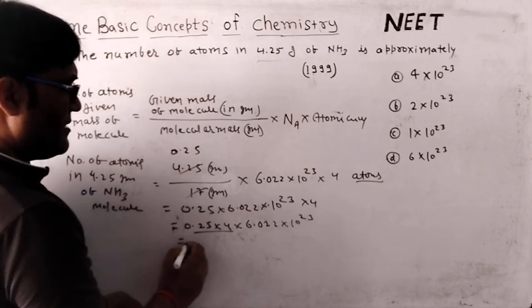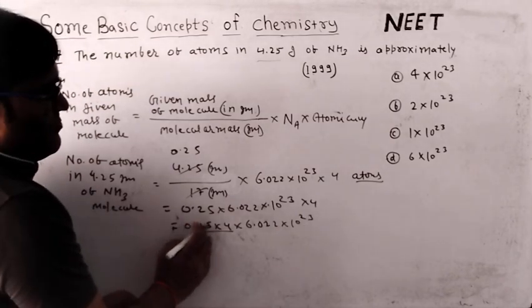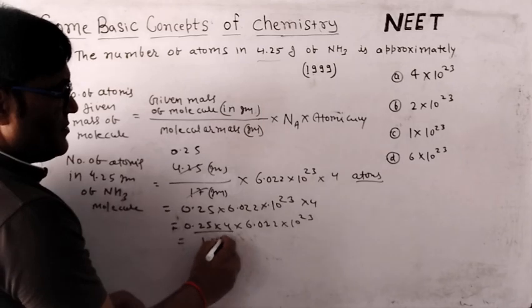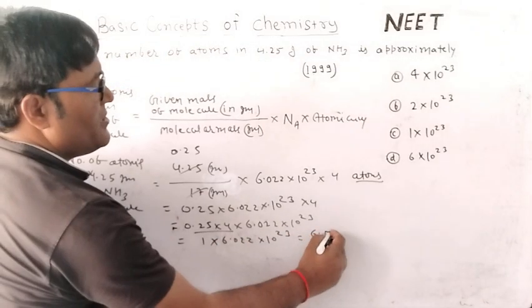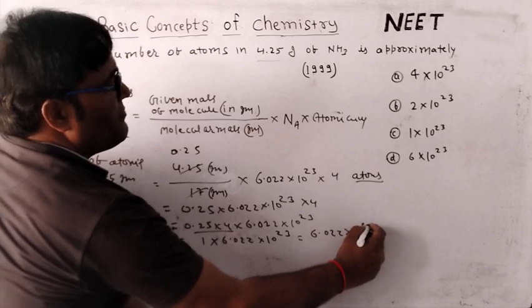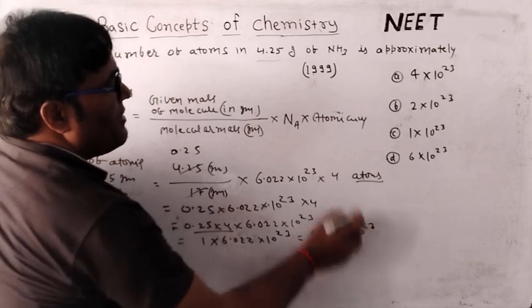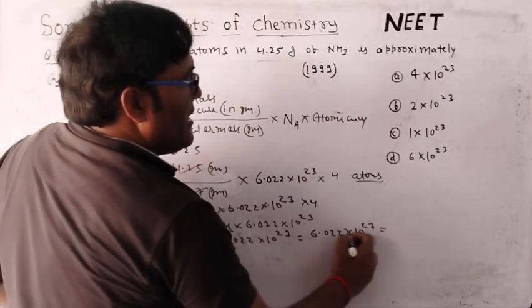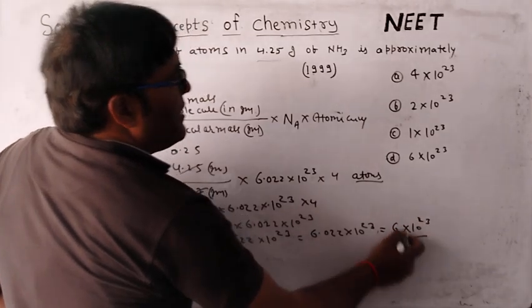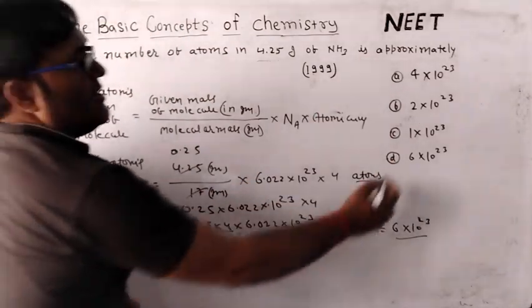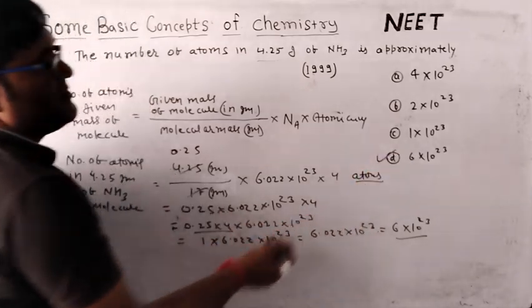So after multiplication of 0.25 into 4, 1 into 6.022 into 10 to the power 23 atoms, so 6.022 into 10 to the power 23 atoms. Now according to given options, we can write 6 into 10 to the power 23, and according to these four options, option D is 6 into 10 to the power 23, so option D is correct.